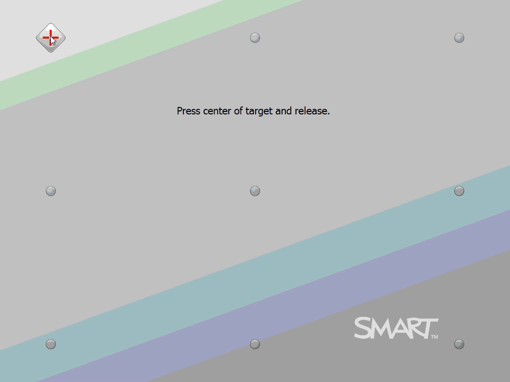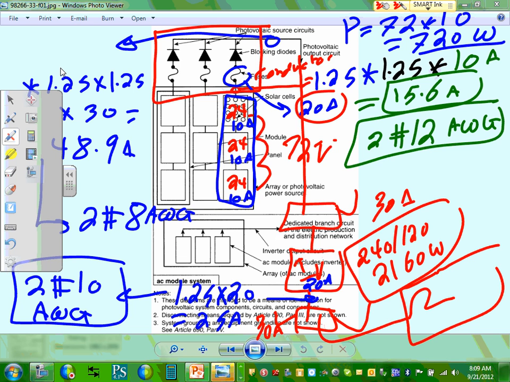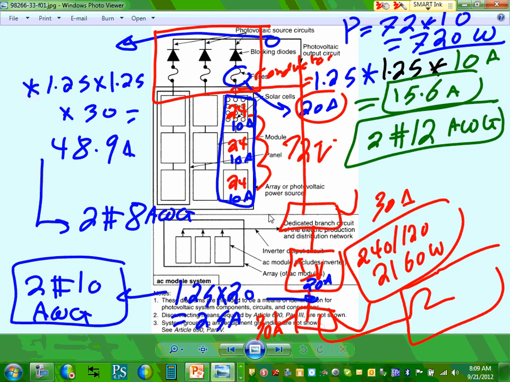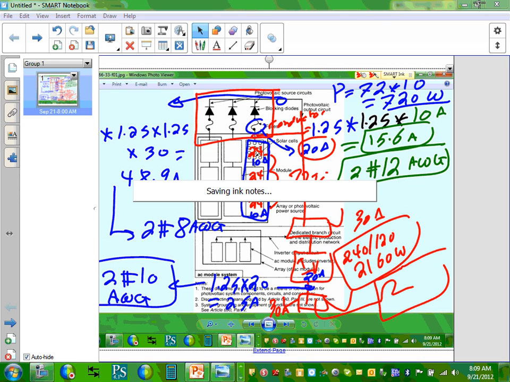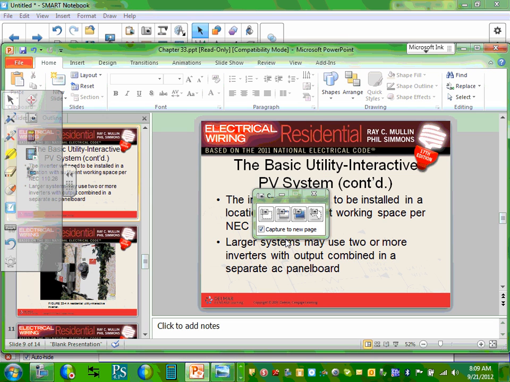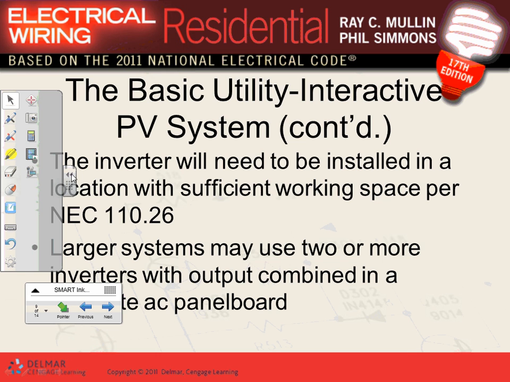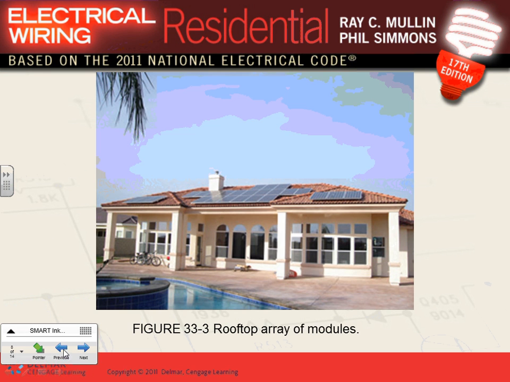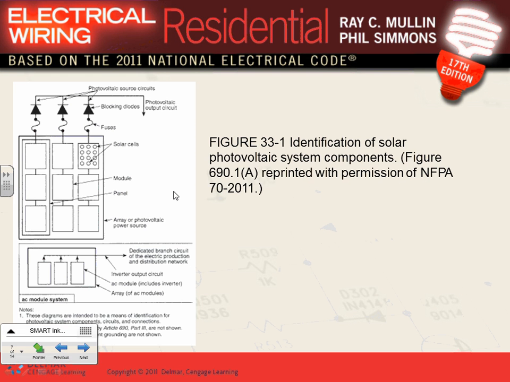All right, so let me take a snapshot of that one. Any question, guys, about this? So we talked about this picture.